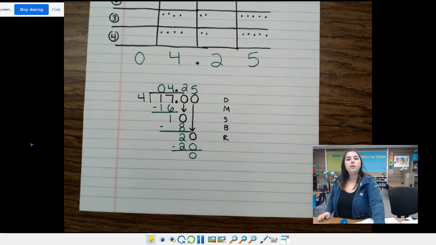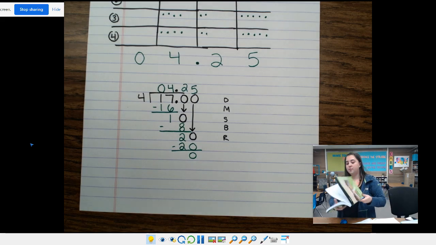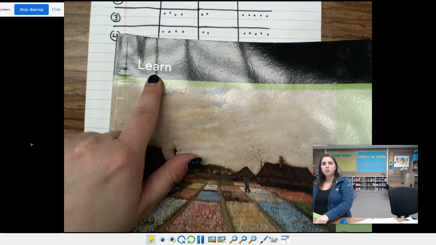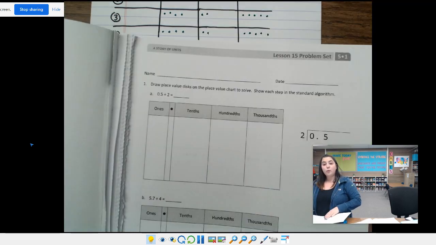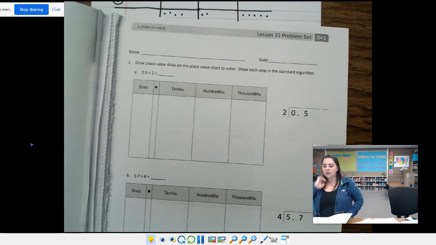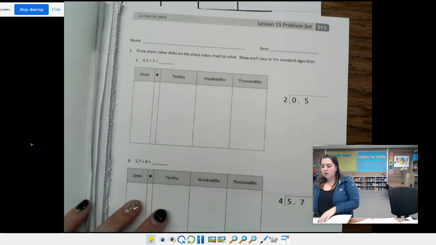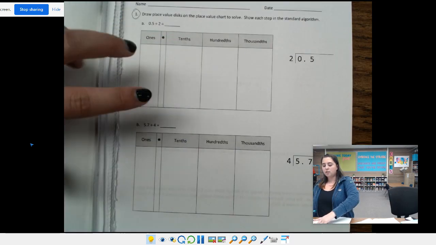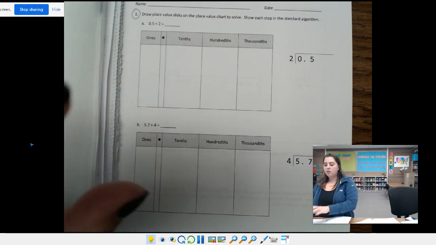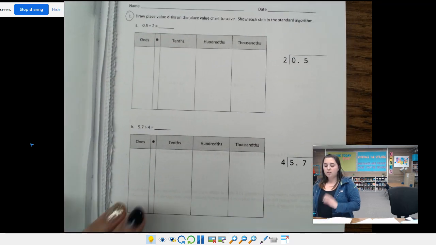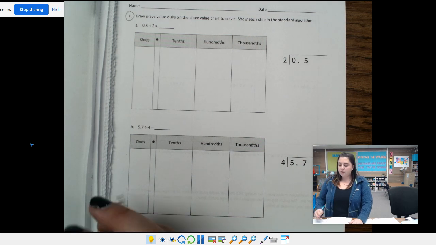All right, I want you to do a little practice with this. So I'm opening up my Blue Spine Learn book. And if you've been ripping out your pages, it's right on top. If not, it's on page 103. It's lesson 15. So your must-dos for today, I want you to complete question 1, which is these two, the place value charts and the division. So I'll get you started.